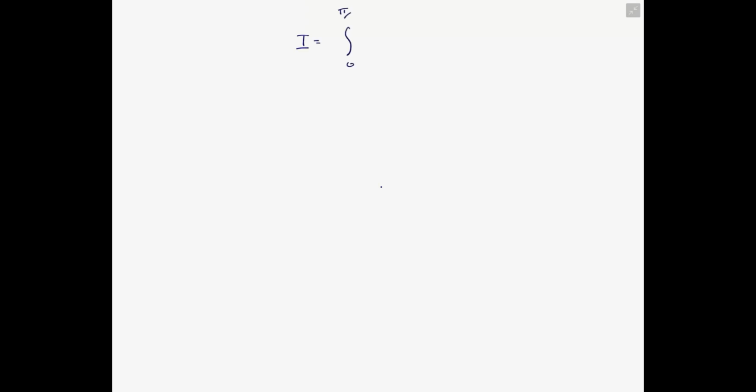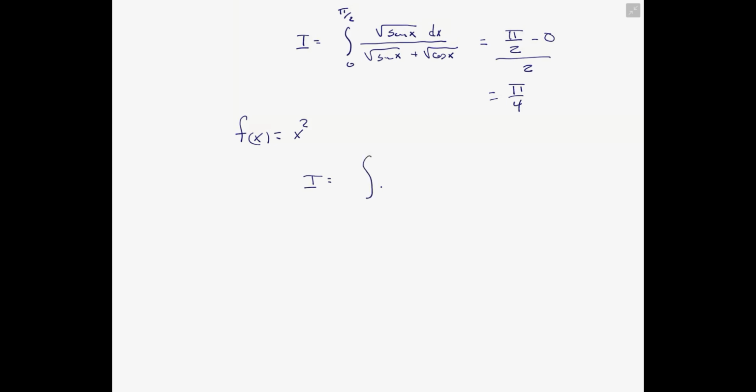So with that, the generalization has been established and the proof has been given that the integral in this particular case, and this is the case that was given in the problem before, is indeed valid, where I equals the integral from 0 to pi on 2 of the square root of sine x over the square root of sine x plus the square root of cos x equals pi on 2 minus 0 on 2, which is just pi on 4.